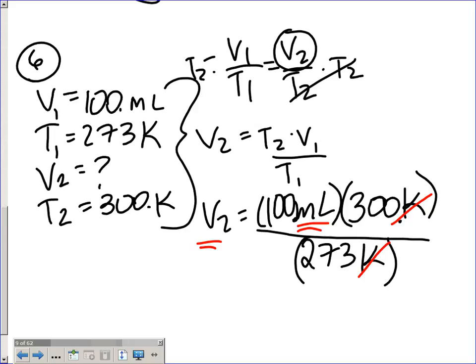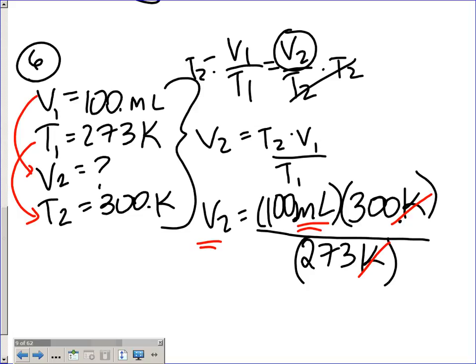Before you type in your calculator, let's do a quick mind check here. What happened to my temperature? It increased from scenario 1 to scenario 2. So, knowing our relationship, what should happen to our volume? Were V and T directly or indirectly related? Directly. So if one goes up, the other one has to go up as well. So this should be higher than 100.